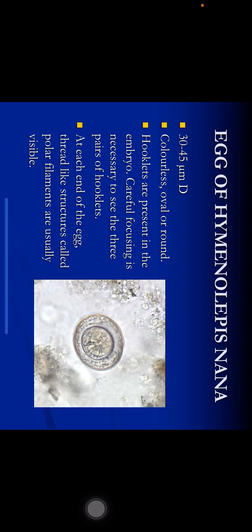Eggs of H. nana, 30 to 45 micrometers in diameter. They are colorless, oval or round in shape. Hooklets are present in the embryo. There are 3 pairs of hooklets. At each end of the egg there are polar filaments which are usually visible.